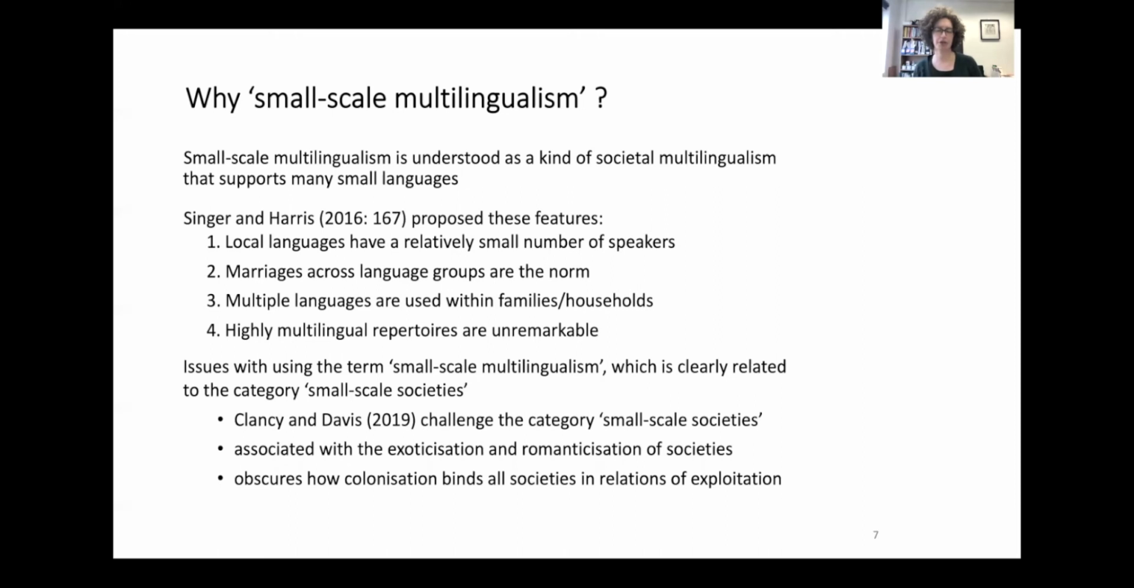However, there are some issues with the term small-scale multilingualism, which is clearly related to the category small-scale societies, although it's not a connection that people often make directly. Clancy and Jenny Davis, our discussant for this panel, have challenged the use of the category small-scale society. So as they and earlier anthropologists have argued, it's associated with the exoticization and romanticization of certain societies, which often obscures how colonization binds all societies together.